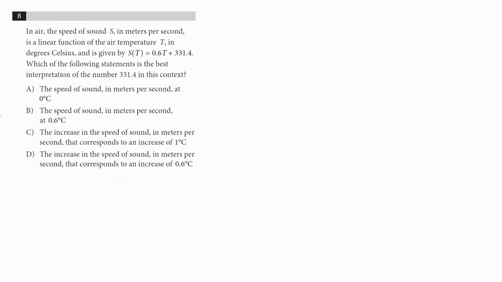Number 8. In air, the speed of sound s in meters per second is a linear function of the air temperature T in degrees Celsius and is given by s of T equals 0.6T plus 331.4. Which of the following statements is the best interpretation of the number 331.4, which is that number there? And then it gives us some options.